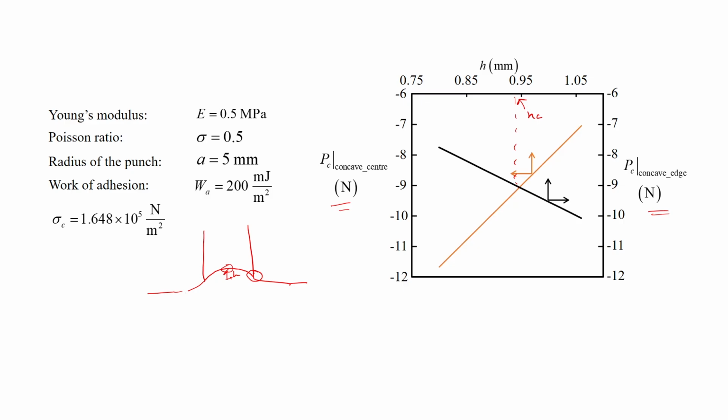So, in that case, the load is actually now in this portion, this pull-off load that is required for crack propagation from the center is actually smaller than that for crack propagation from the edge. So, in this regime, the crack will propagate from the edge, and in this regime the crack will propagate from the center. This is the bottom line.